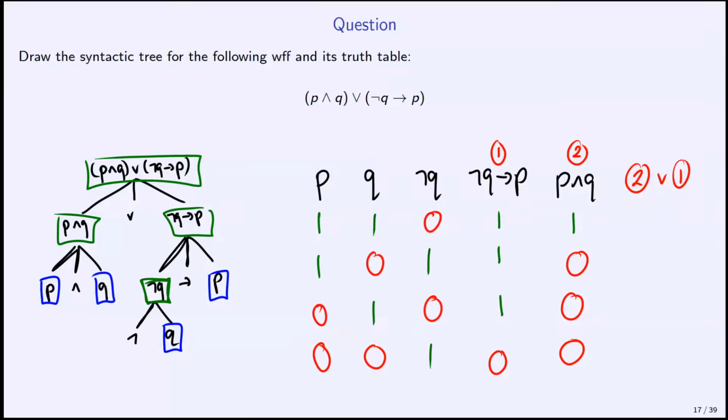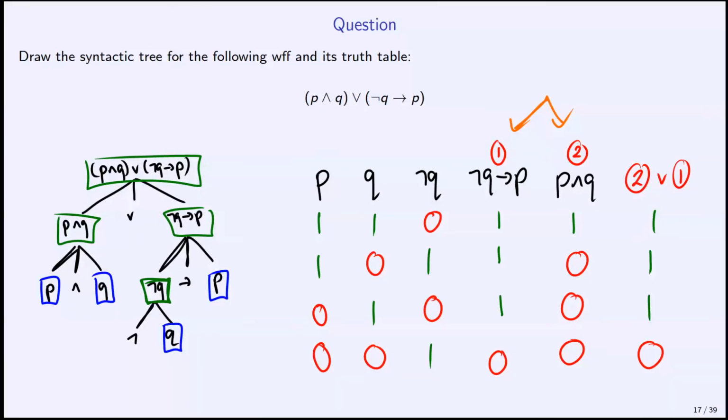Now, for the final one, we're comparing P and Q or not Q arrow P. So we're comparing these two. So remember, or just means at least one of those has to be true. So in the first row, they're both true, we're good. In the second row and third row, not Q arrow P is true. So of course the disjunction is true. But in that fourth row, both of those are false, therefore P and Q and not Q arrow P, they're both false. So the or between them is going to be false as well.